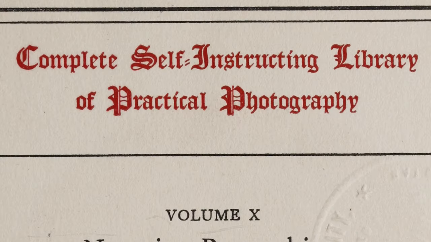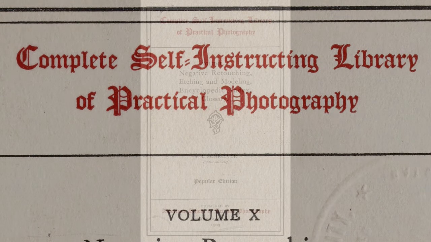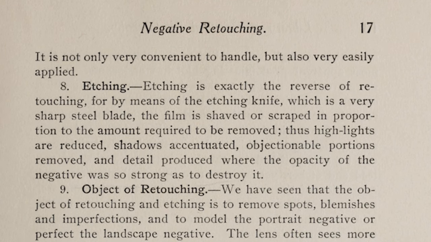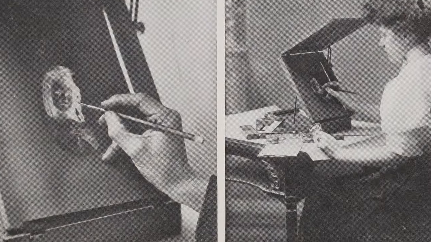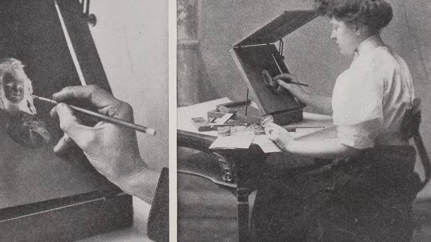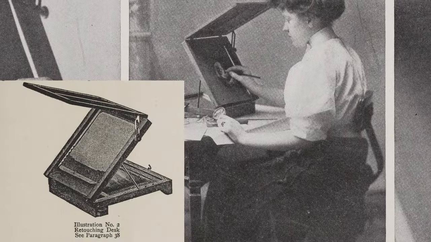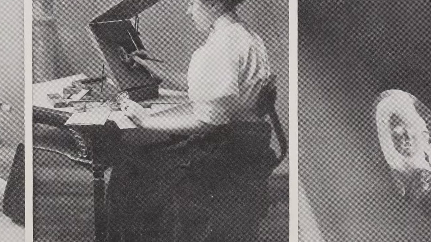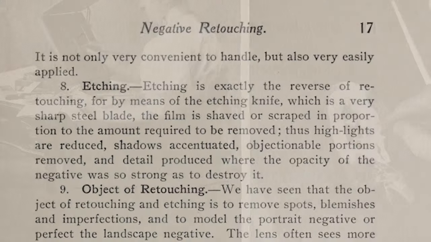Well, we're going to refer to a book from 1908 called Complete Self-Instructing Library of Practical Photography, published by the American School of Art and Photography in Scranton, Pennsylvania. It details a term called etching, which would be similar to masking, and it reads as follows. Etching is exactly the reverse of retouching, for by means of the etching knife, which is a very sharp steel blade, the film is shaved or scraped in proportion to the amount required to be removed. Thus, highlights are reduced, shadows accentuated, objectionable portions removed, and detail produced where the opacity of the negative was so strong as to destroy it.